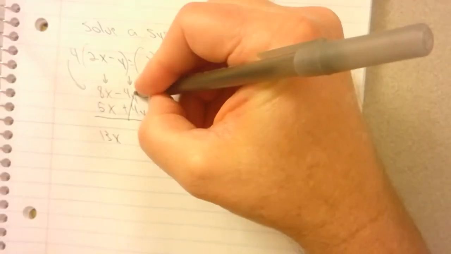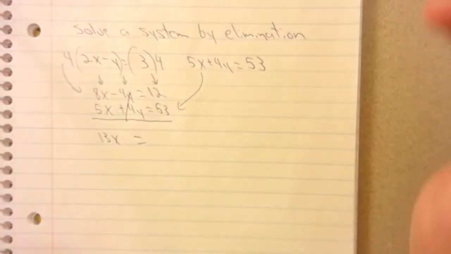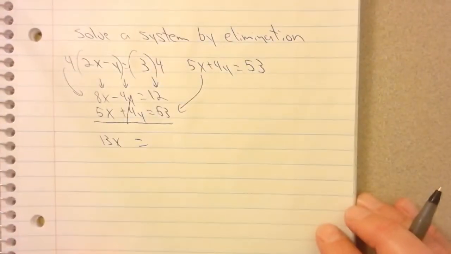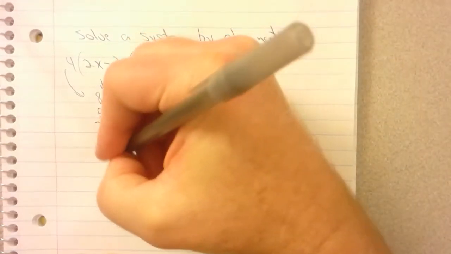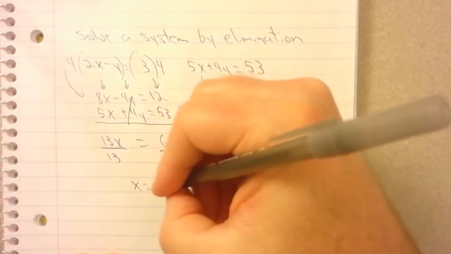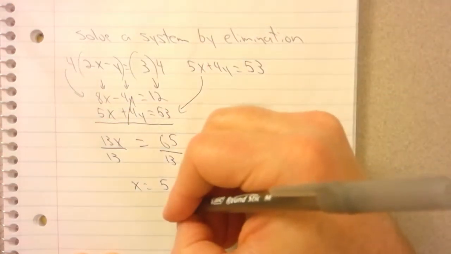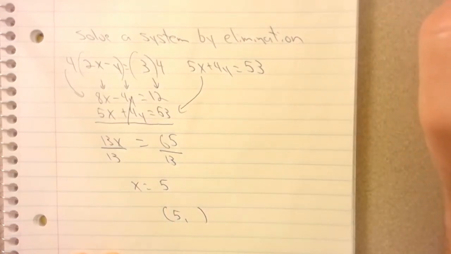See ya. Bring down the equal sign, and 12 plus 53 is going to give us 65. There we go. Now we're going to divide both sides by 13, and we get x equals 5. So the solution to our system, the point of intersection, is going to be 5 comma something.